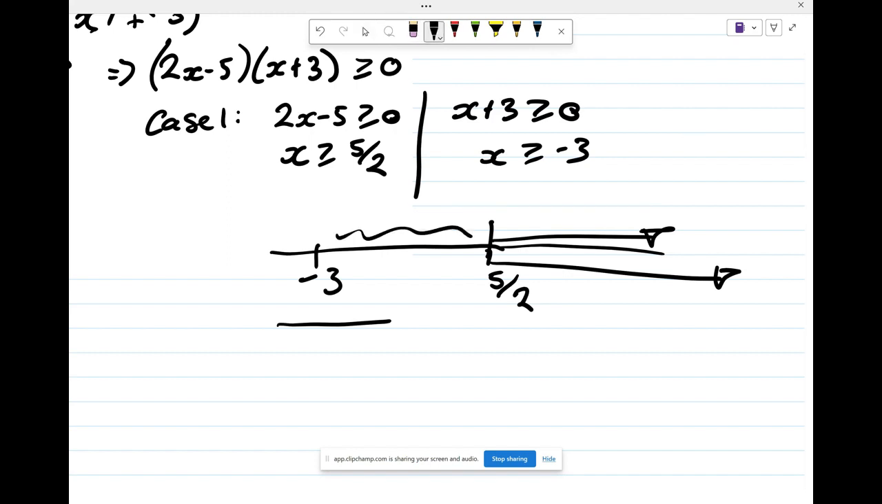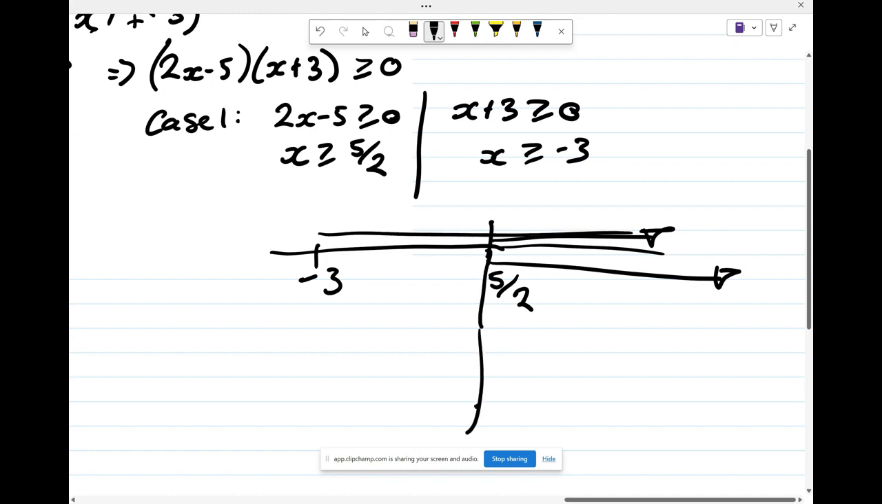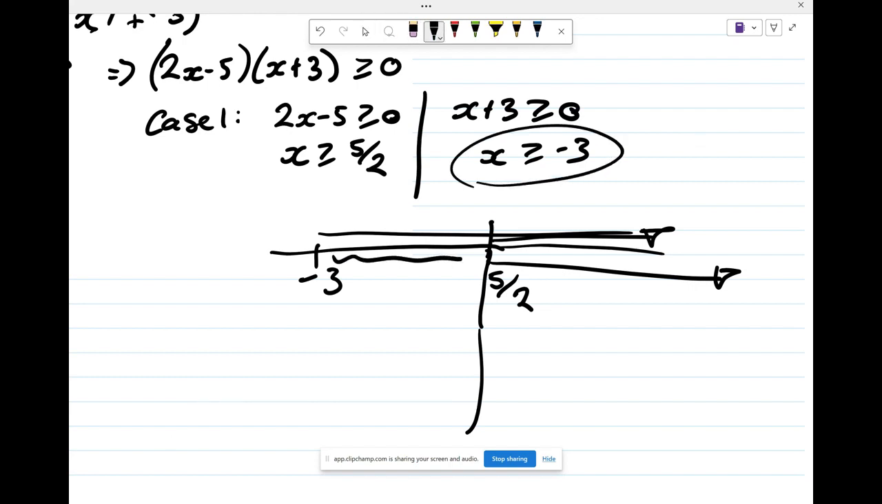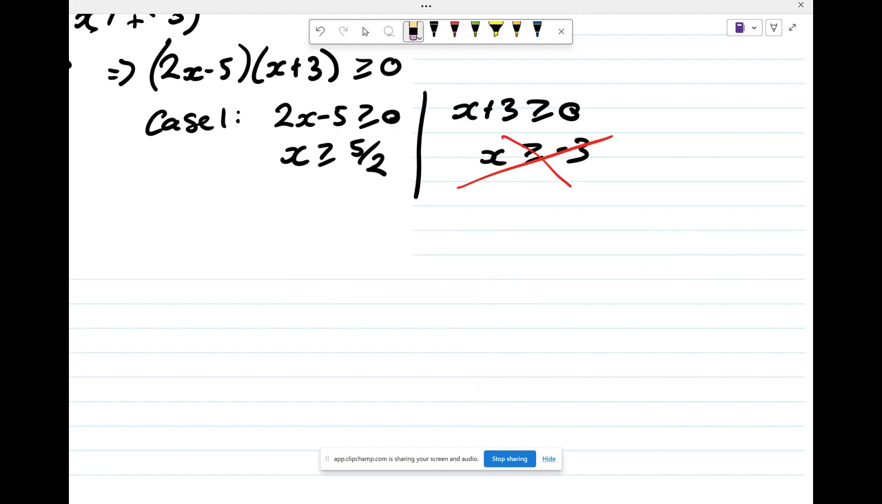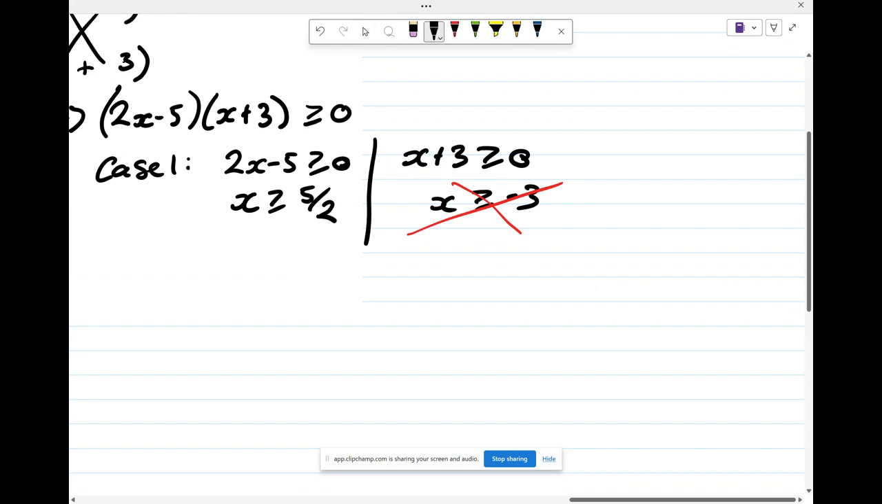Anything in here is not greater than 5 over 2. So anything greater than 5 over 2 already captures everything greater than minus 3. So we can just ignore this one because everything greater than 5/2 is already greater than minus 3. Okay, great. So if we move on to case 2 then.